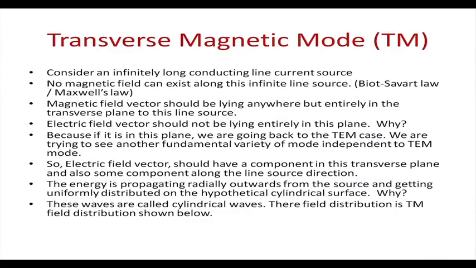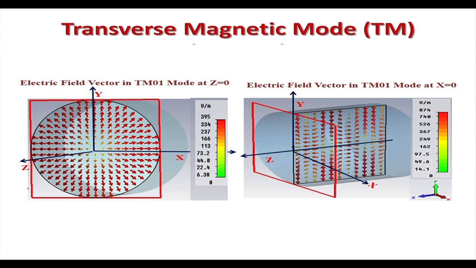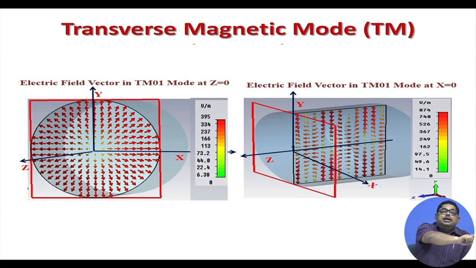The energy is propagating. How is the energy propagating? Considering that line current as an axis, if you consider a cylinder, throughout that cylinder surface the energy is propagating. These waves are called cylindrical waves. Their field distribution is a TM field distribution. This comes in, we will see later, in circular types of waveguides, not coaxial cable. That means only one conductor is here.